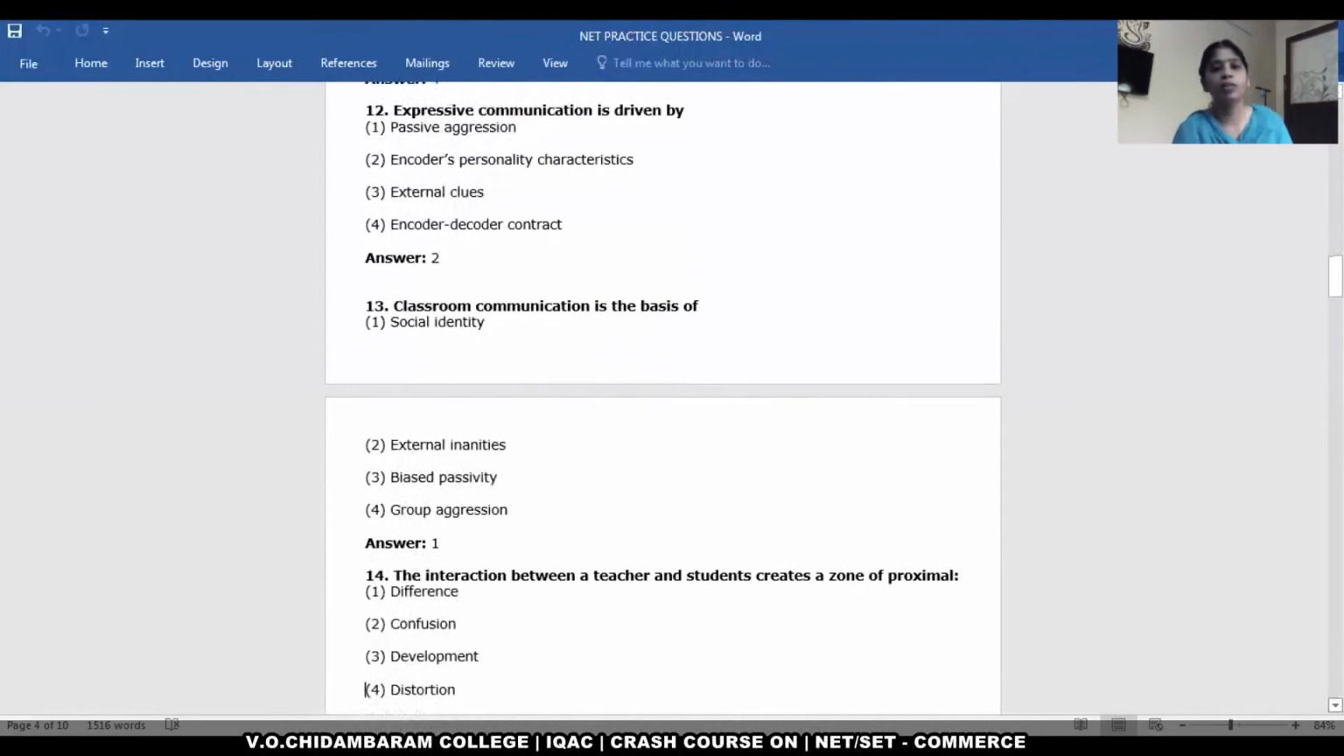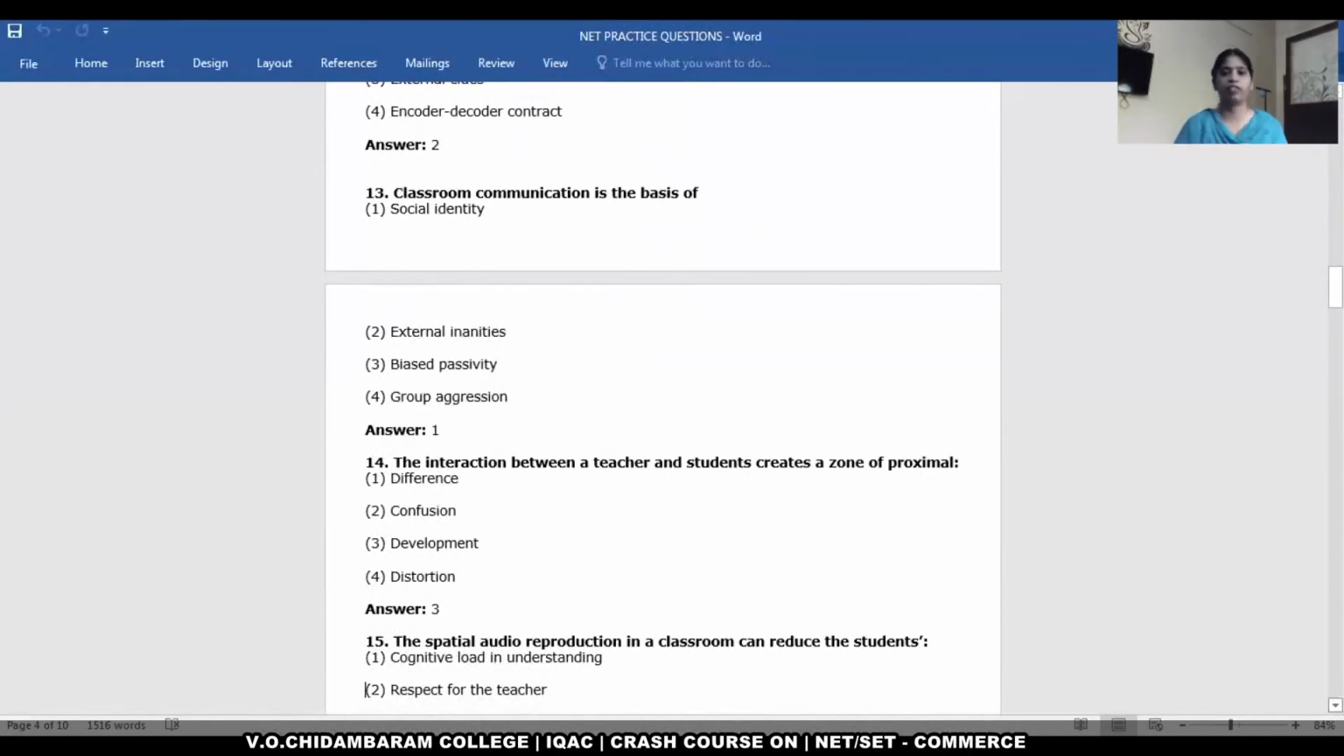And then classroom communication is the basis of social identity, external inanities, bias, passivity, group aggression. It's very clear. Classroom communication is the basis of social identity. After you finish your degree, when you go out, you prove to society who you are. So it forms the base. Classroom communication, how you communicate among your friends, forms the basis of social identity in a society. It proves your identity, who you are, how well you behave in a society.